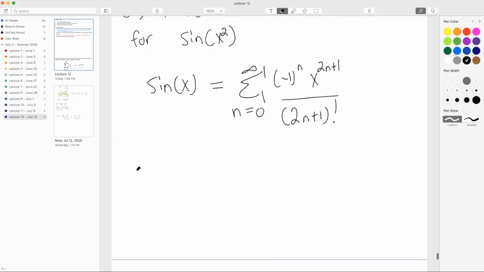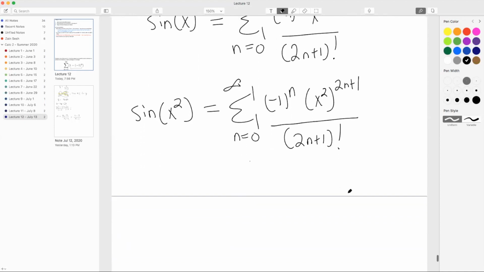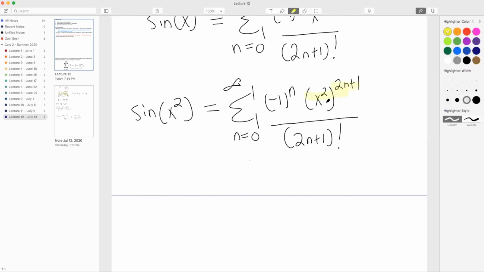Now, all you need to do is wherever you see an x in the series, you plug in x squared. That's it. So let me do that. This would be -1 to the n. So it's going to be x squared to the 2n plus 1 power over 2n plus 1 factorial. Very good. And now let's just use properties of exponents to clean up this last term here. And that's about it.